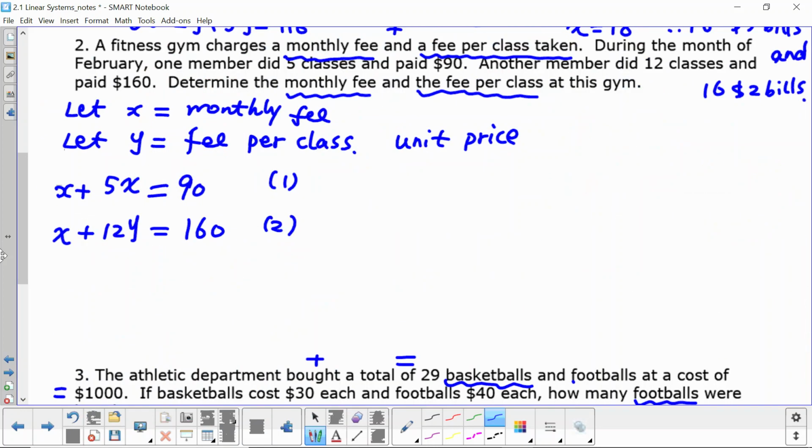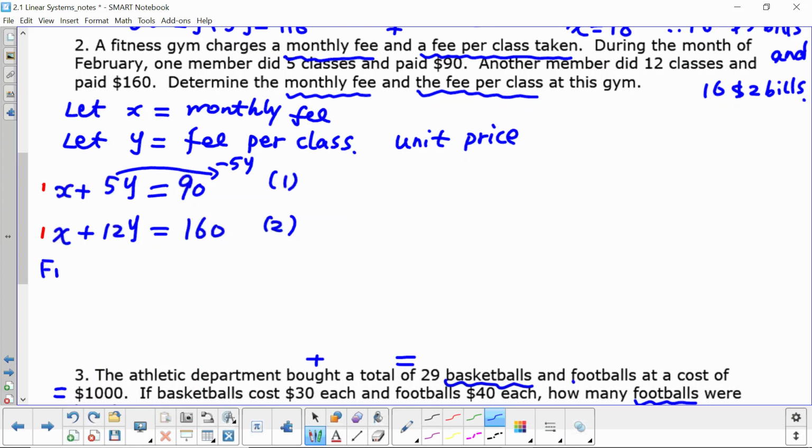So next one, we are going to look at the variable with 1 in front. Both x and y have 1. So we just pick one of the equations and isolate. We may pick equation 1 and isolate x, sorry, this is y. So 5 classes times unit price, each class is $y, so it's 5y. Then to isolate x, we move the 5y to the other side, which is minus 5y.